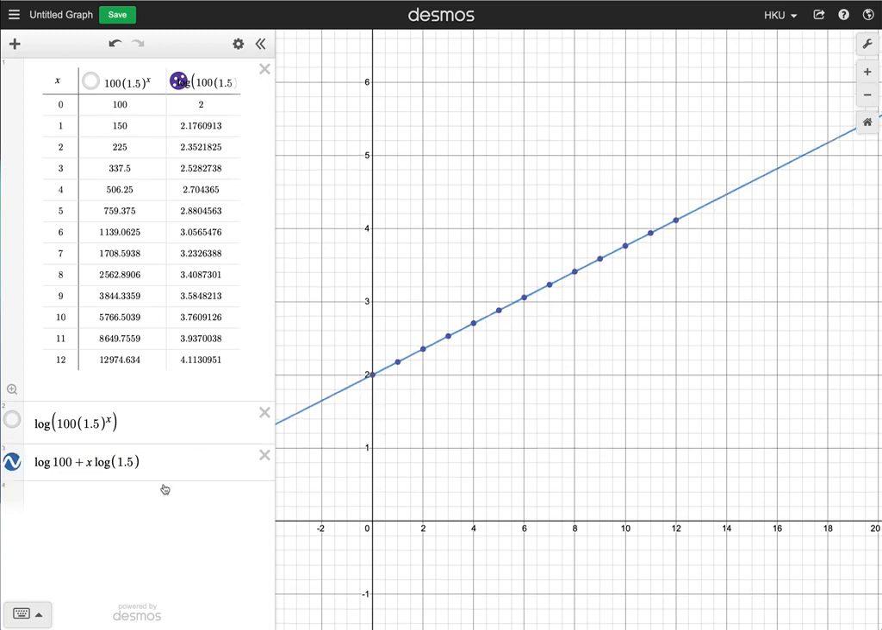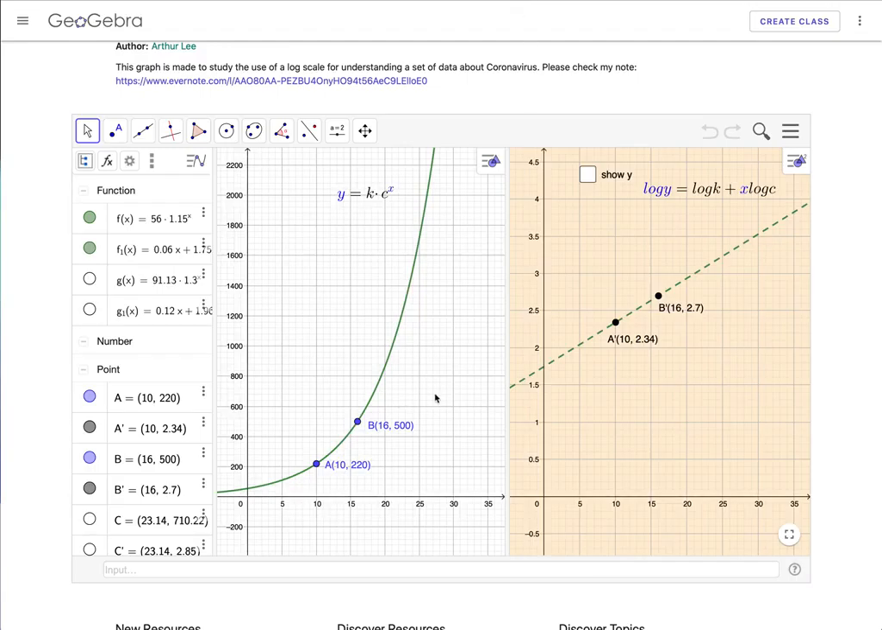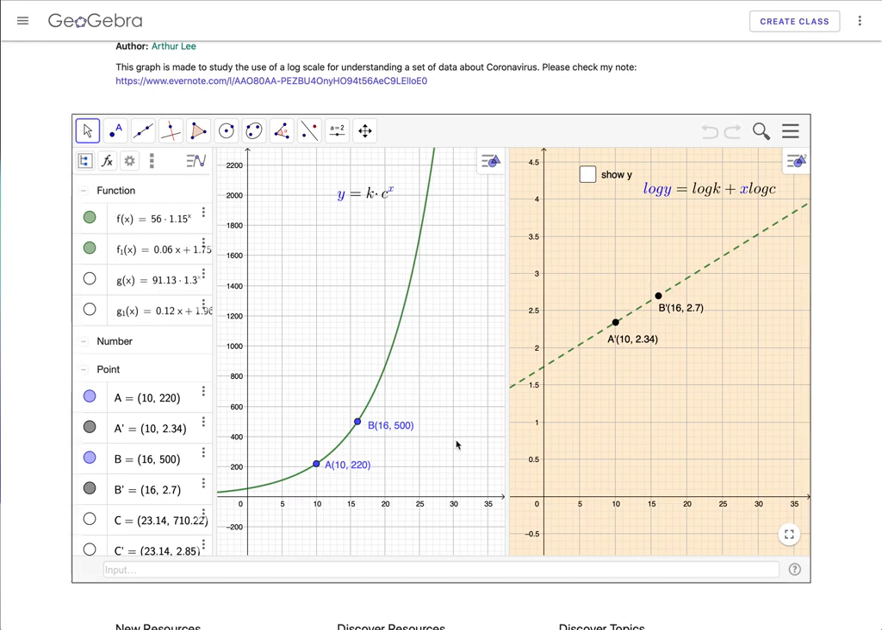And this explains why the number of cases of coronavirus, if they're in an exponential curve, will be transformed into a straight line if you take the logarithm and plot the logarithm against the x value, which is the number of days. Now let's look at maybe a more general case. If you're interested, you can go to my GeoGebra file here to also study this more general case. In this page, I put together two graphs in parallel so that you can compare directly.